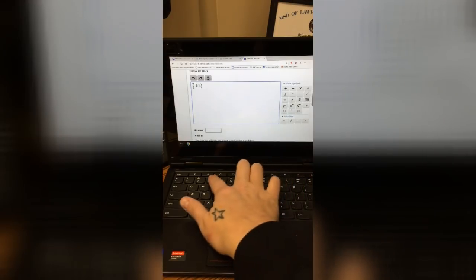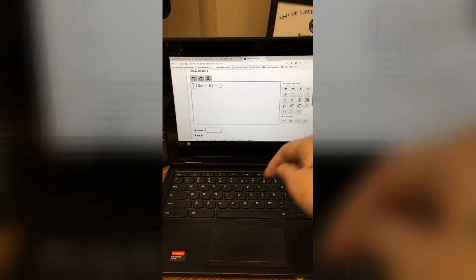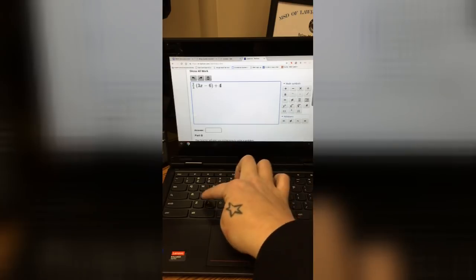Don't worry about it. We're just going to keep working through. Inside my parentheses, I need to put 3x minus 6. And then plus, oh wait, that's an equal sign. So you're going to hit the backspace button. You have to shift at the same time. Plus 4x equals 6x minus 4. Okay, pretty simple. Now I'm going to hit enter.